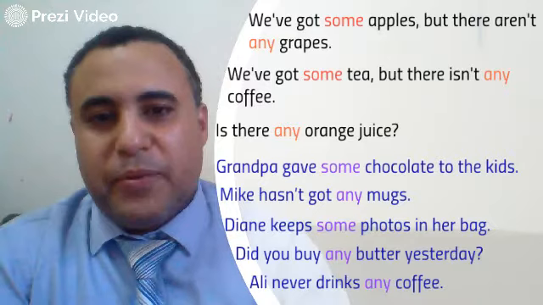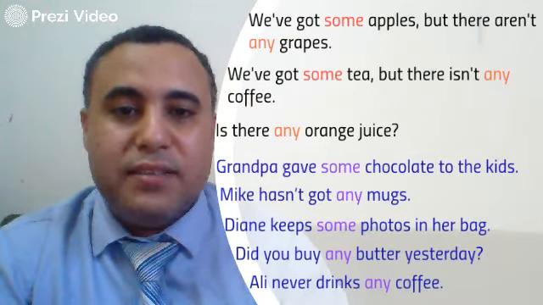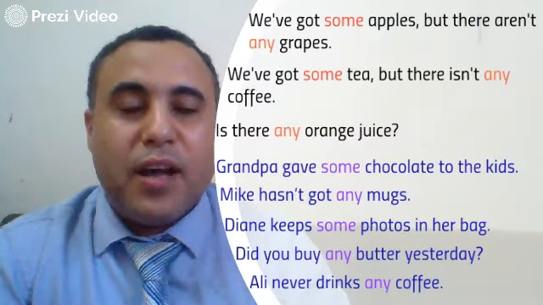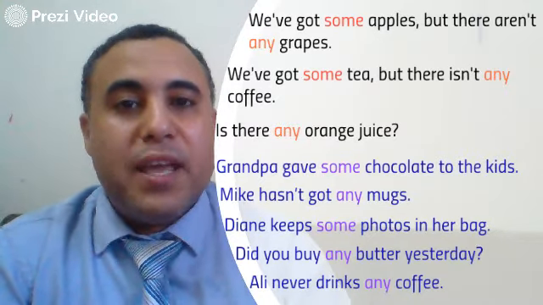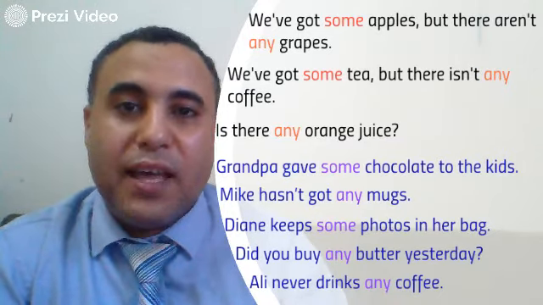Let's check some more examples. Grandpa gave some chocolate to the kids. Some chocolate, a positive sentence. Mike hasn't got any mugs. It's a negative, so we used any. Mike hasn't got any mugs.